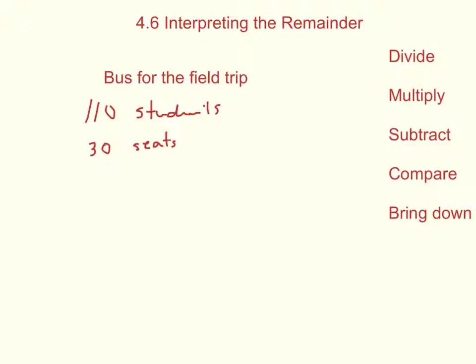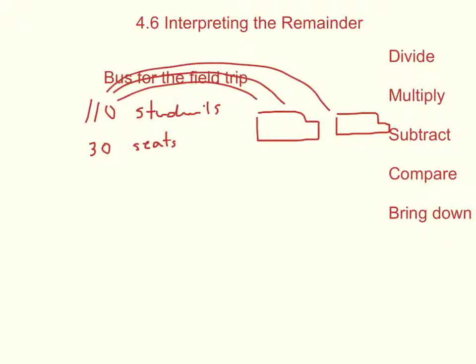So what we're going to do is take the 110 students and put them on buses. We're going to fill up the buses as much as we can, and see how many we need to take on each bus. Now, we're not taking away any students, we're just grouping them on the buses. So, again, this is a division problem. We're going to take 110 divided by 30.